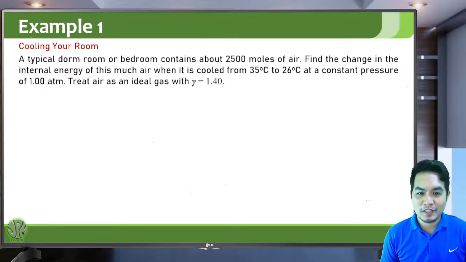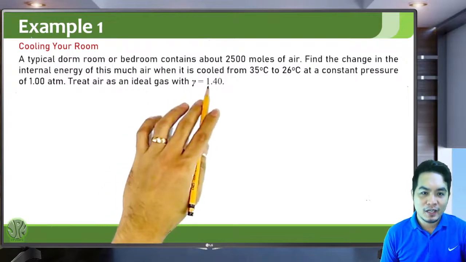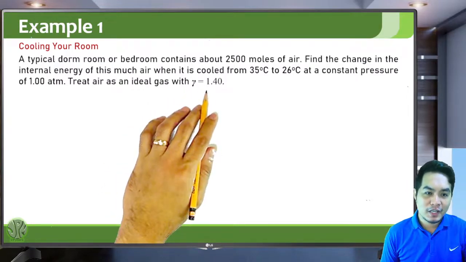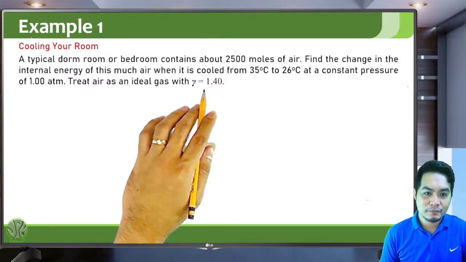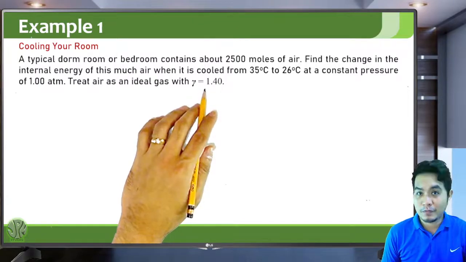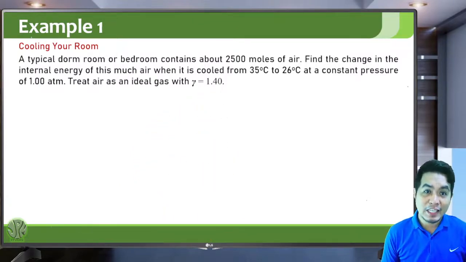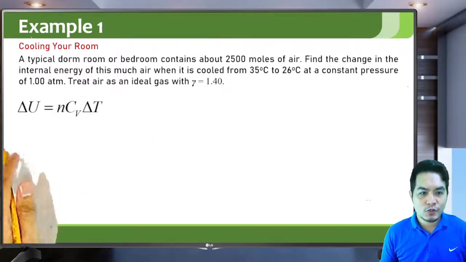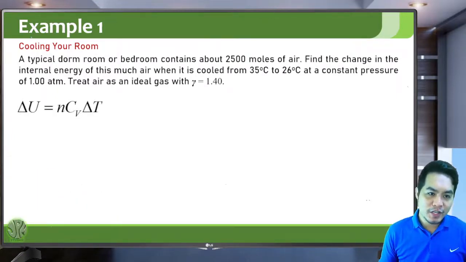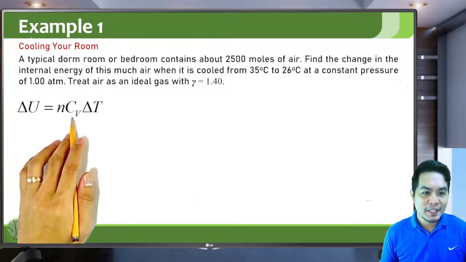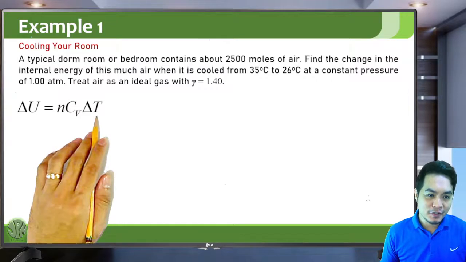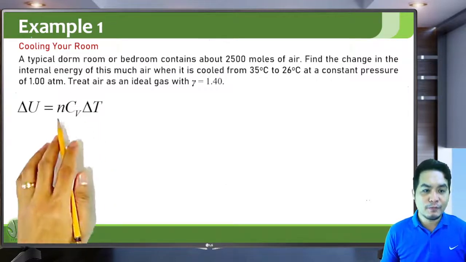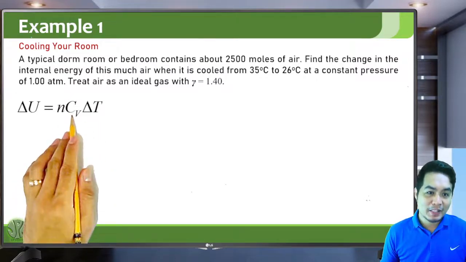So in this case, we are trying to treat air as an ideal gas with gamma of 1.4. So it's like an ideal diatomic gas. Okay, so in order to solve for the change in internal energy, since the change in internal energy for an ideal gas only depends on n, Cv, and the change in temperature, then we can solve this problem if we know the heat capacity at constant volume of this ideal gas.